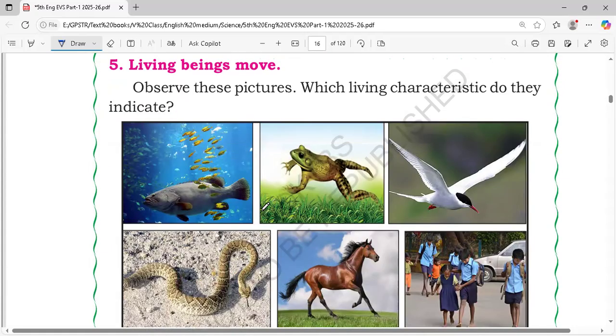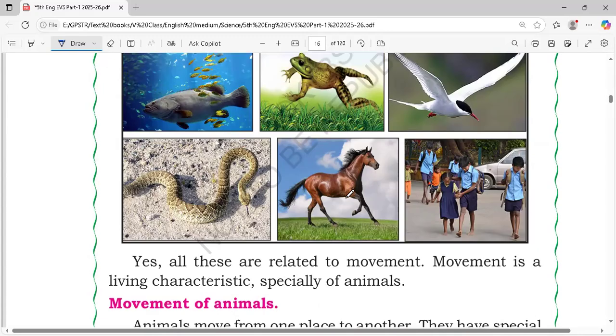Fifth characteristic of living beings is living beings move. They move from one place to another place. Observe these pictures. Which living characteristic do they indicate? Here, fish swimming, frog also swimming. This is flying with the help of wings. Snake moving, horse running, students walking. Yes, all these are related to movement.